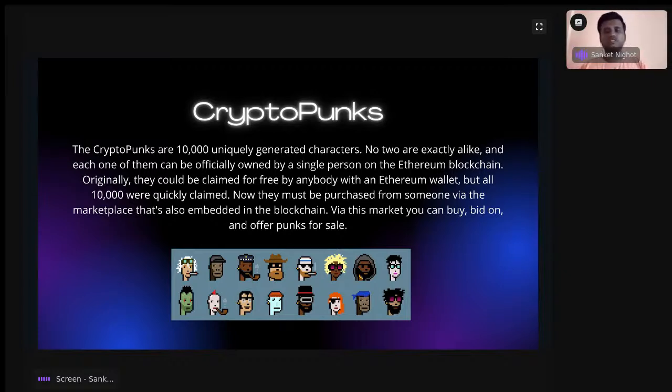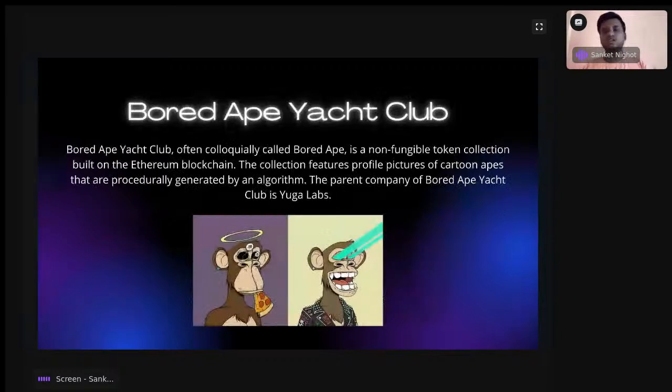The second project is also similar, but it has some differences. Bored Ape Yacht Club is a club, and it has the NFTs of bored apes. Like you can see on the screen, there are two apes and they have unique qualities, and there are a lot of these NFTs. They are available on the marketplace, and they are also NFTs on the Ethereum blockchain.